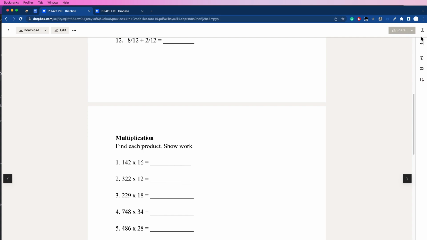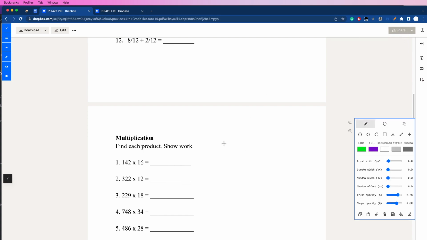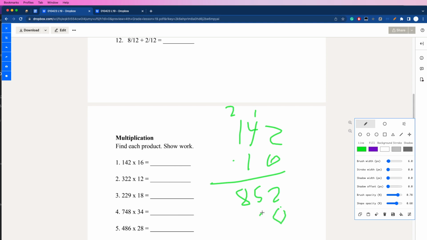So multiplication, show work. Number one is 142 times 16. So 2 times 6 equals 12. 4 times 6 equals 24 plus 1 is 25. 1 times 6 is 6 plus 2 is 8. Then we add a placeholder. 2 times 1 is 2. 4 times 1 is 4.